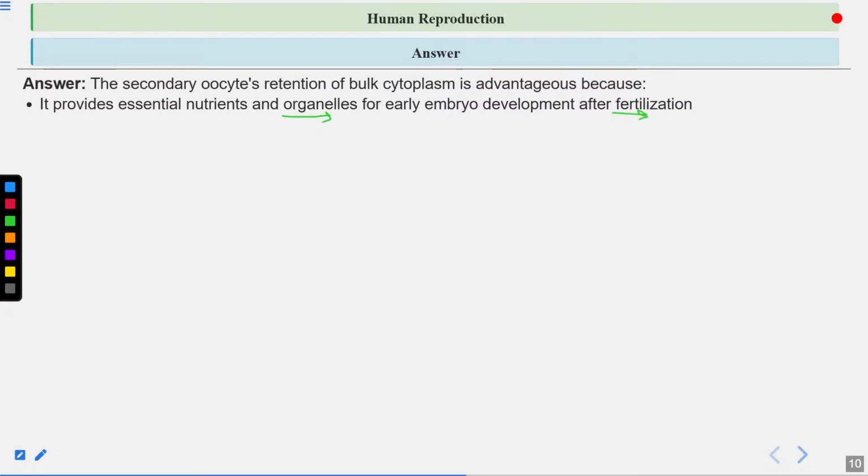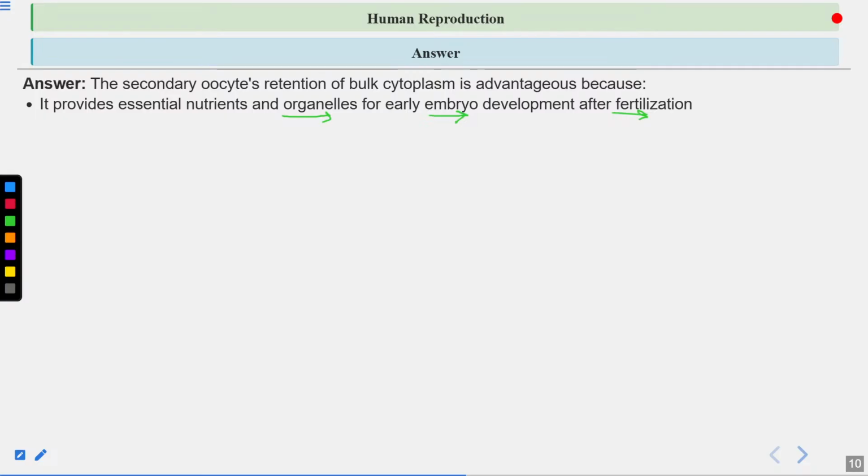Secondary oocyte will undergo meiosis 2. It will form what? The ovum, meaning the egg. The egg will be fertilized, and a zygote will be formed, then embryo will be formed. So the cytoplasm, which is rich in nutrients and the organelles, these organelles are also involved in the production of proteins and carbohydrates, which are required for the early embryo development.